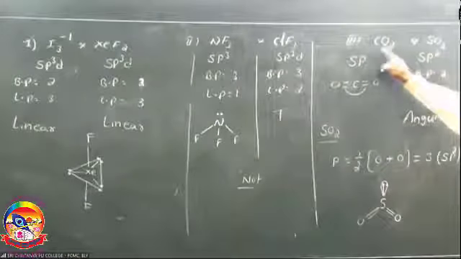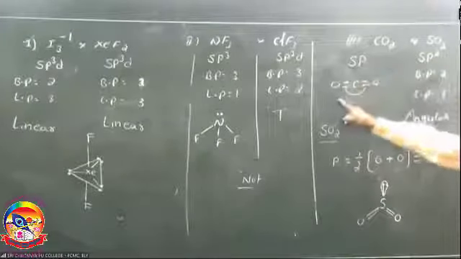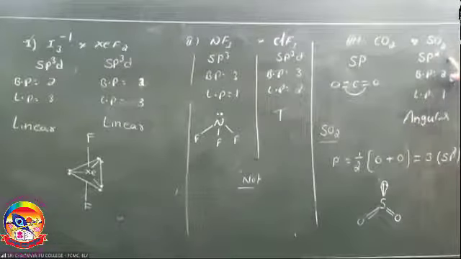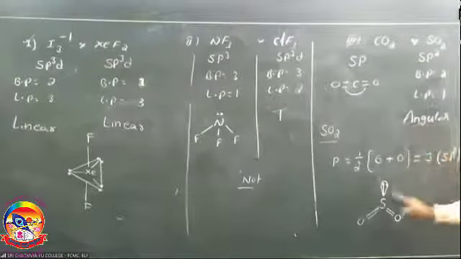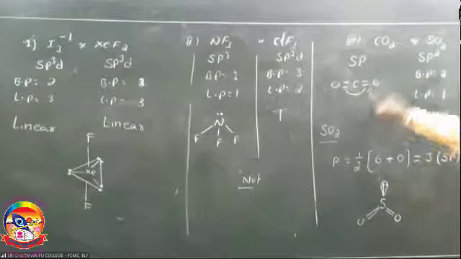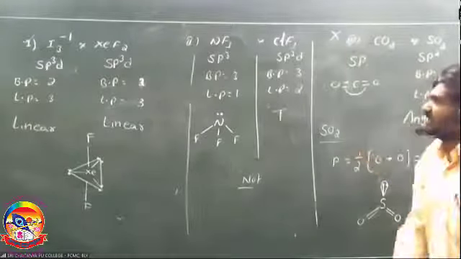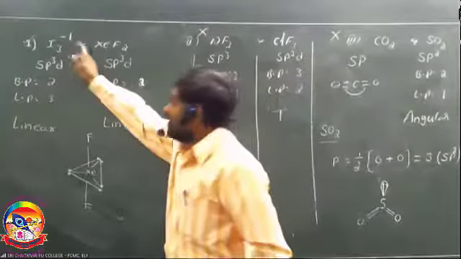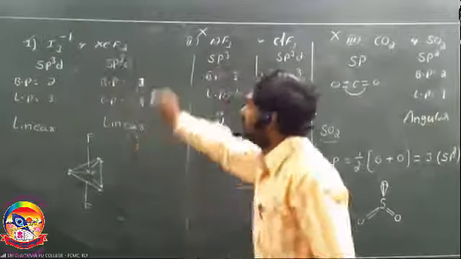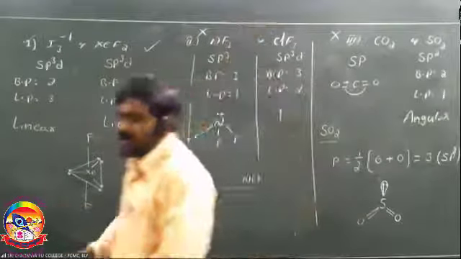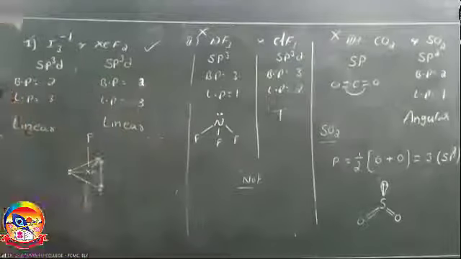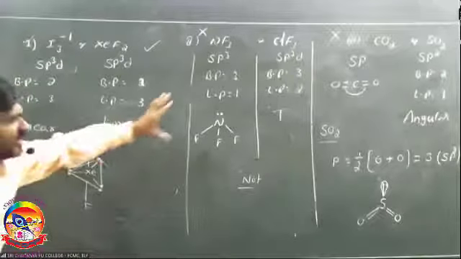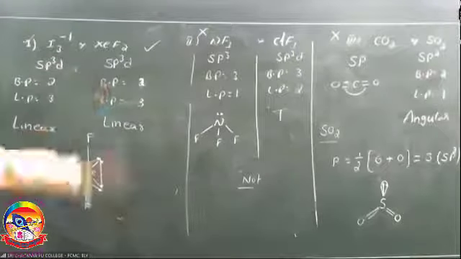In carbon dioxide, the carbon atom undergoes sp hybridization, and the geometry is linear. Sulfur dioxide, sp2 hybridization, has one lone pair. So what is the geometry? Angular. So linear and angular, not isostructural. Pyramidal and T-shape, not isostructural. I3 minus is linear, XeF2 is also linear. So out of these three pairs of species, only the first pair is isostructural. Okay, so it is also an important example.